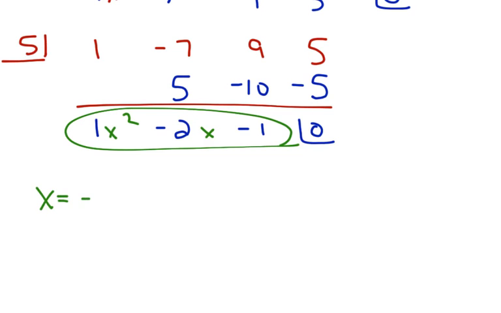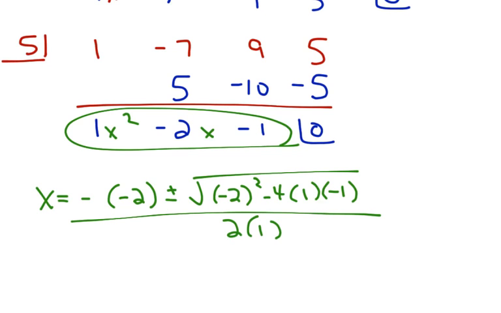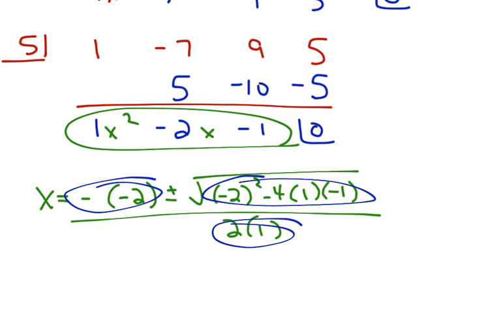So x equals the opposite of b, which is negative 2, plus or minus the square root of b squared minus 4ac, all over 2a. When I simplify this, I like to simplify it in 3 parts. So I get positive 2 plus or minus the square root of, over 2.